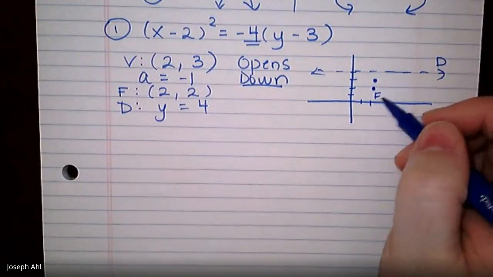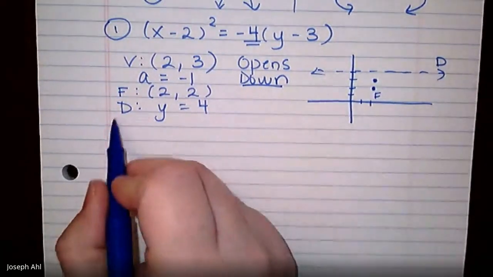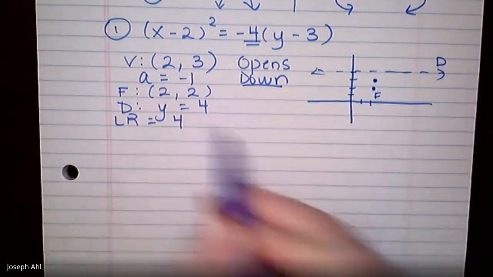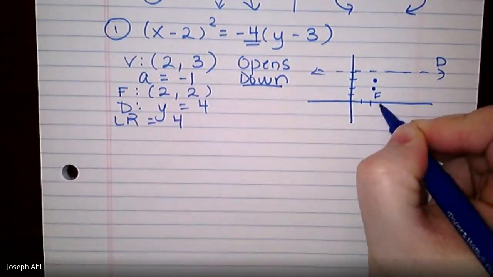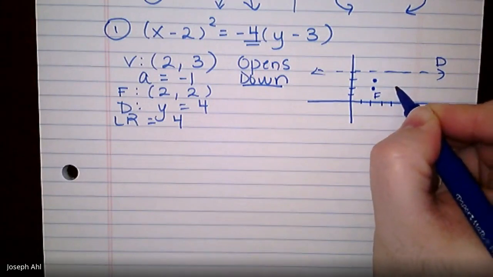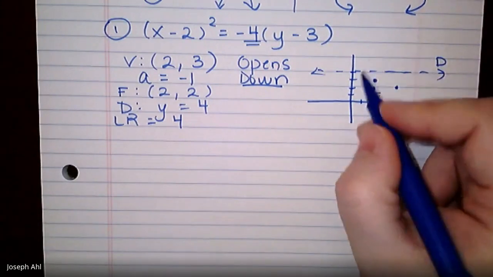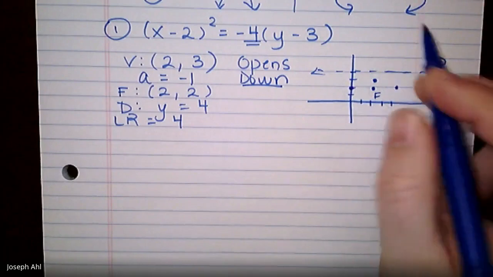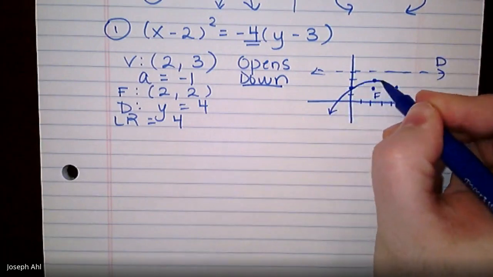And then from there, the last thing you have to do is determine that the total length of the LR is 4, which means if you go 2 to the right of the focus and 2 to the left of the focus, which actually would be right on top of the y-axis here, those are the ends of the LR.